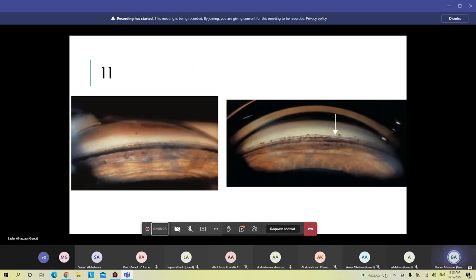Let's see, who's next? Lujain? Yes, doctor. What do you see here in these images? This is a gonioscopic picture showing some pigmentation. Yes, what else? How is the trabecular meshwork? There is homogeneous pigmentation. Okay, okay. So both images are showing pigmentation in the angle.